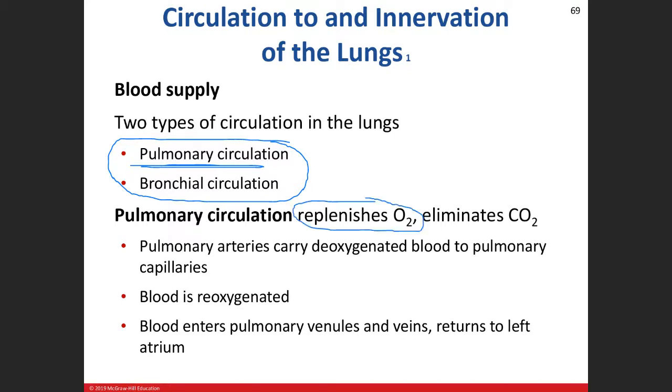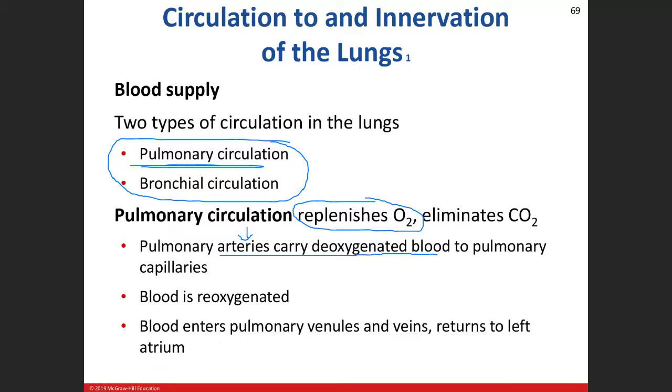Or what we refer to as, we're going to replenish our O2 and get rid of our carbon dioxide, okay? So keep in mind, the pulmonary arteries carry deoxygenated blood. So if you see something that's blue, a vascular structure on the test, and it's in the lungs, it's deoxygenated blood, yes, but it's most likely going to be an artery, okay? Be able to differentiate that, okay?